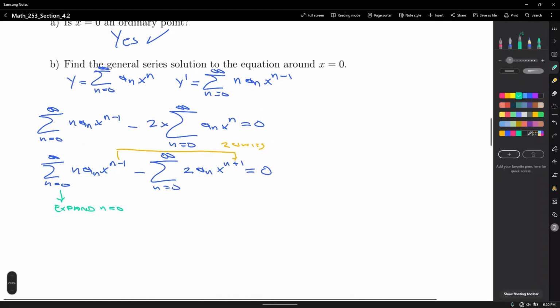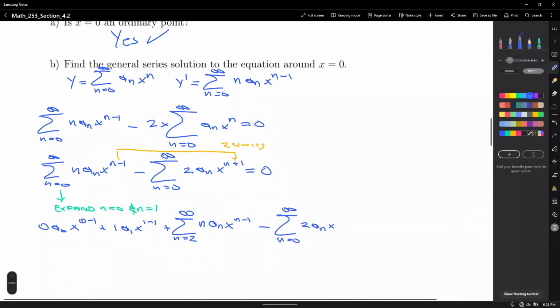n equals 0 and n equals 1, so that the remaining terms are a closed series with a starting index at n equals 2. So 0 times a sub 0 x to the 0 minus 1, plus 1 times a sub 1 x to the 1 minus 1, plus sigma n equals 2 to infinity of n a sub n x to the n minus 1, minus sigma n equals 0 to infinity of 2 a sub n x to the n plus 1, set that equal to 0, right?